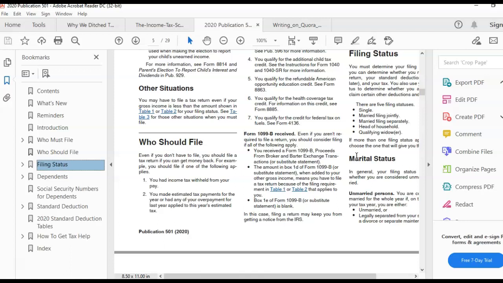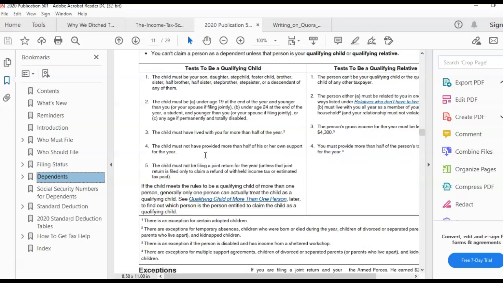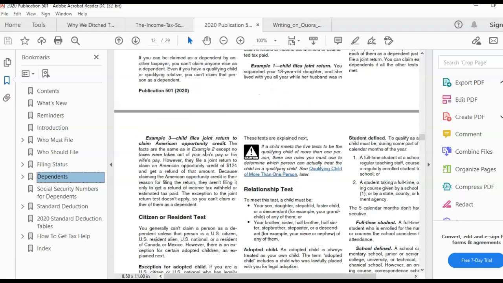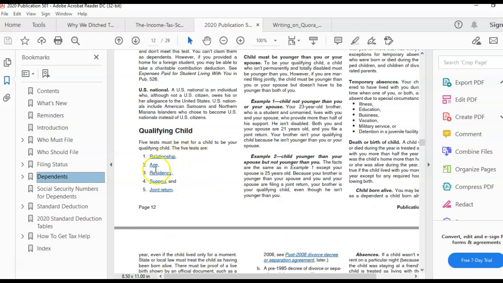Like I say, Publication 501 deals with standard deductions. It deals with dependent status. It deals with five filing statuses. Now, when it comes to the dependents, there's five tests we use to determine a dependent. So those are the things we want to make sure we know about. So right here, we got relationship, age, residency, support, and joint return.